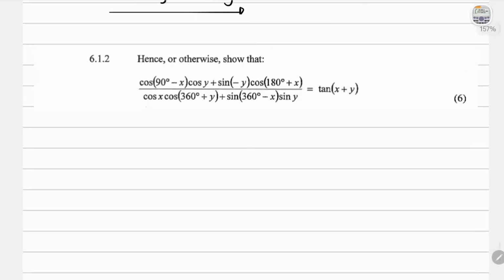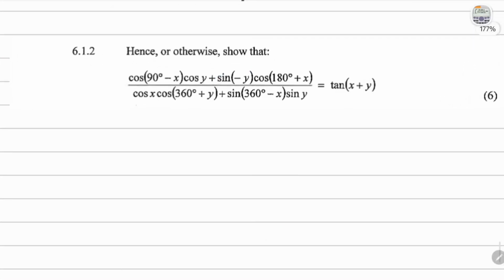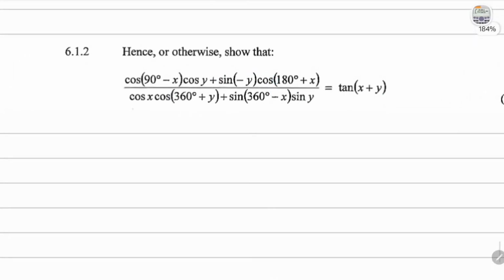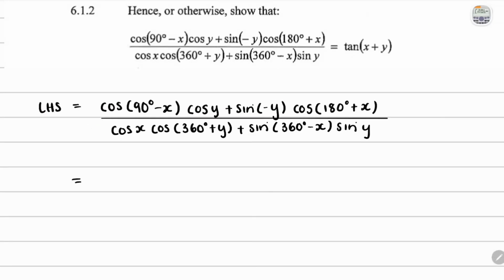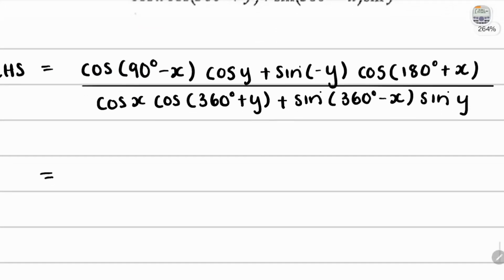Question 6.1.2 says, hence or otherwise show that this is equal to tan x plus y. So we know that we're going to start using this side. So we'll say the left-hand side is equal to, and let's rewrite the left-hand side. Do you see that we have co-functions here? Cos 90 degrees minus x is equal to sine x, and this is multiplied by cos y still.